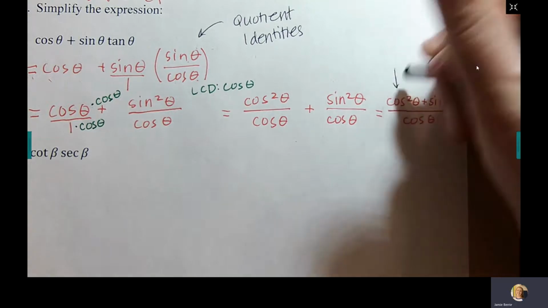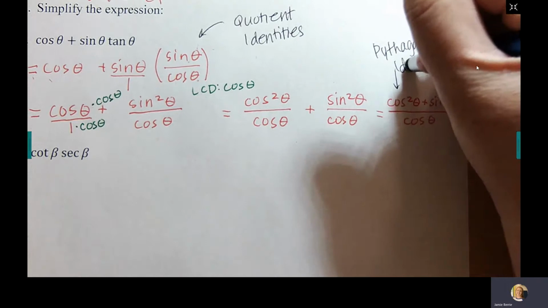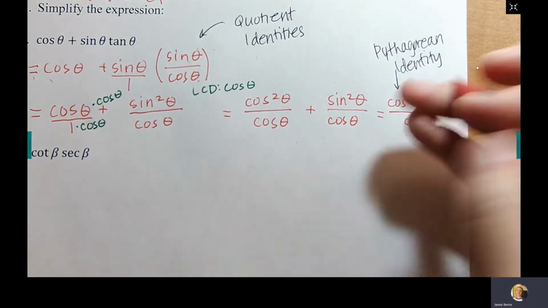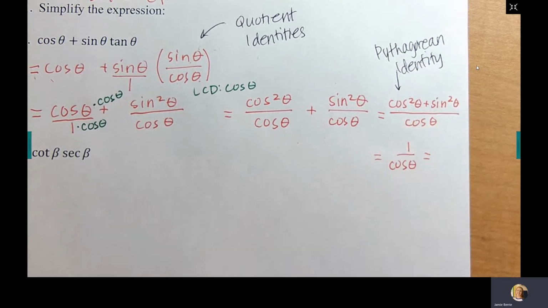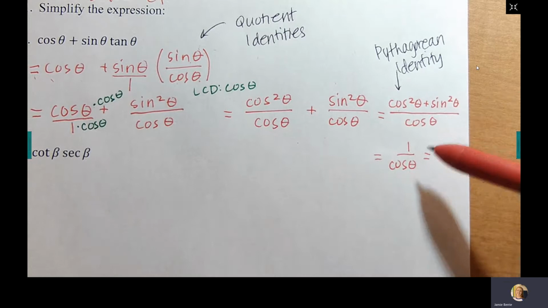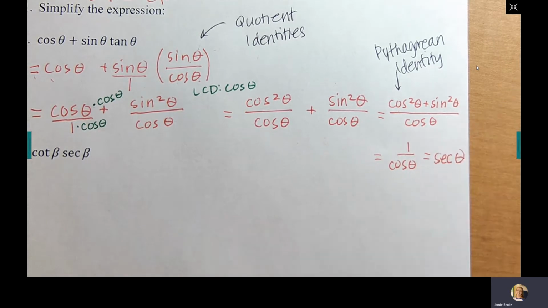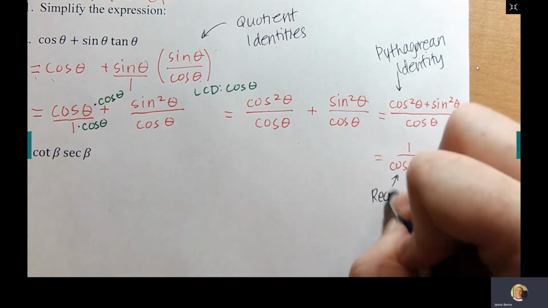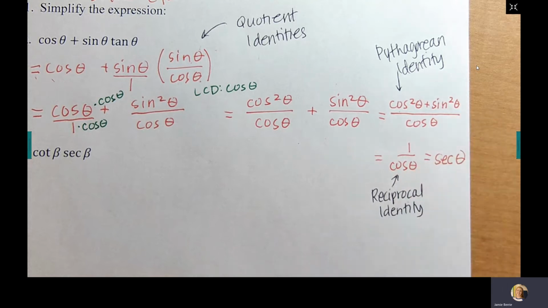We can write ourselves a little note here. This is a Pythagorean identity. All right, so that numerator becomes 1. And we have 1 over cosine theta, which is one of our reciprocal identities. What's 1 over cosine? Secant. Yep, so that's secant theta. This was a reciprocal identity. So that would be your answer.